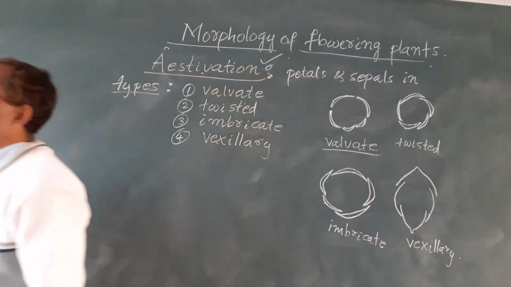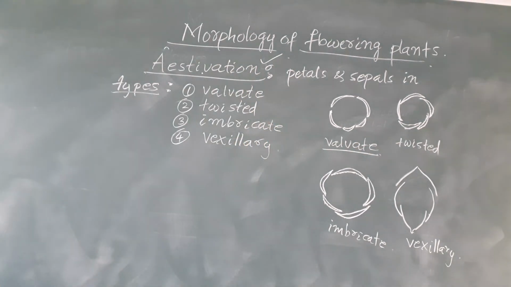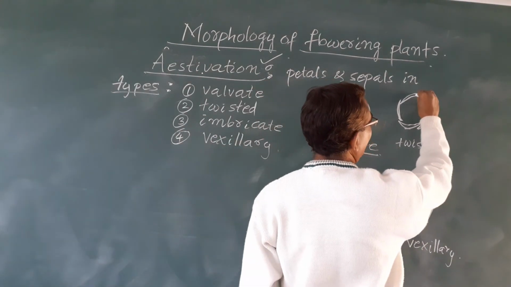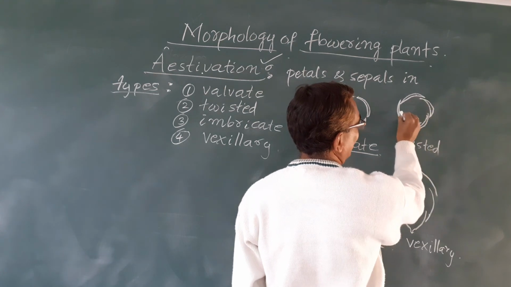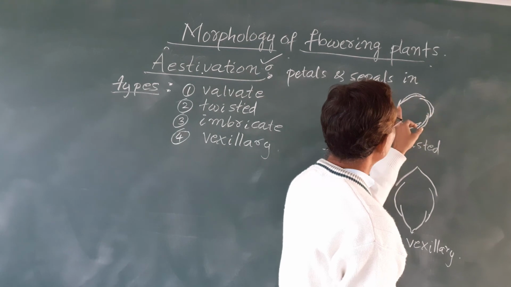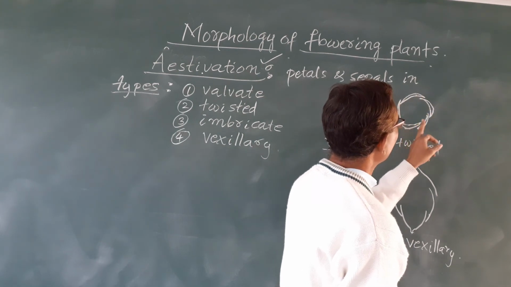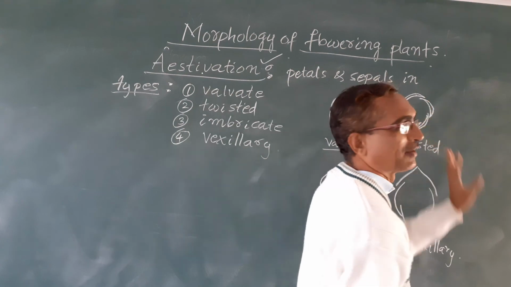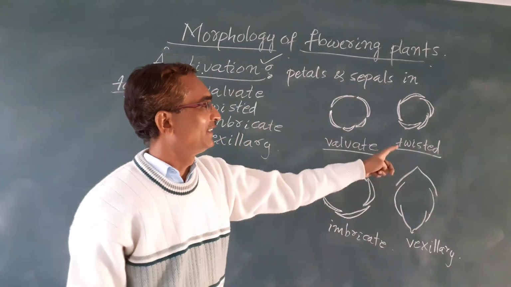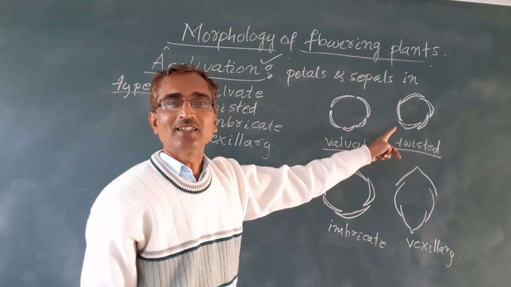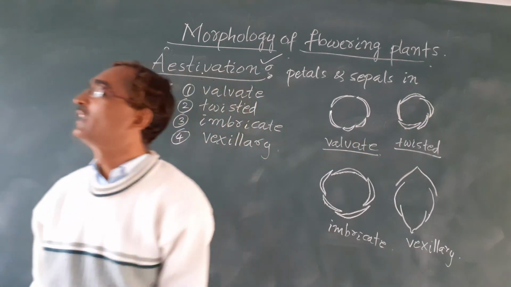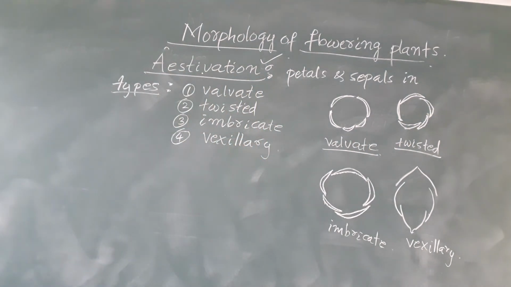And the next one is twisted. One member of the sepals or petals overlaps with the other one. You see here, it is overlapped by this one, which is overlapped by this, and this is overlapped by this. That is twisted. So in case of twisted, the sepals or petals overlap one another.